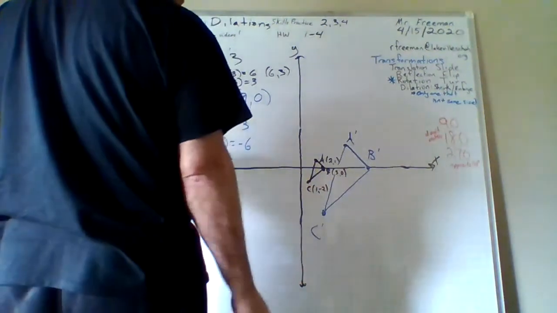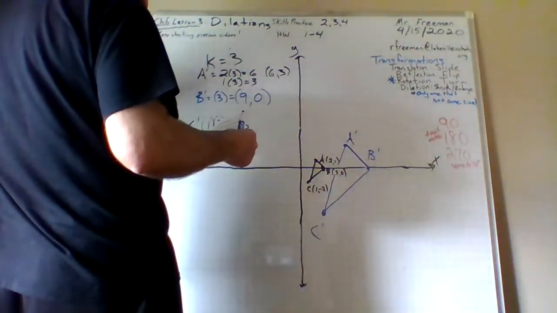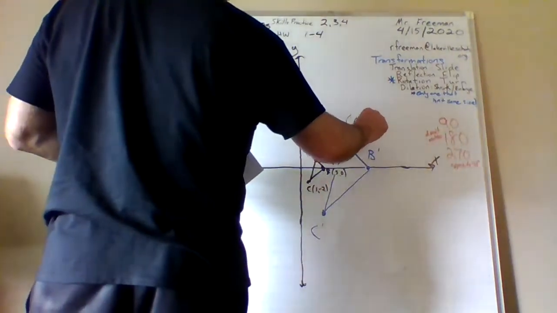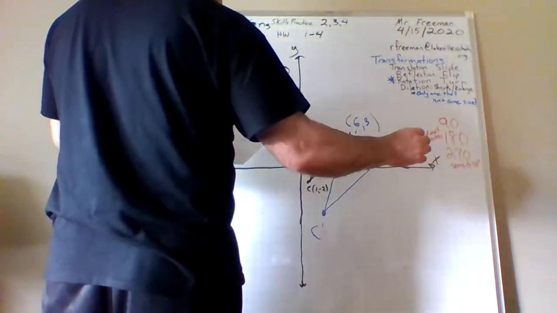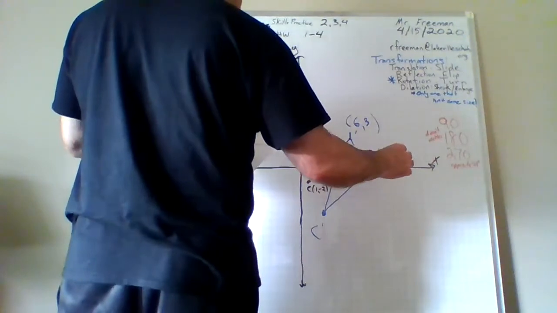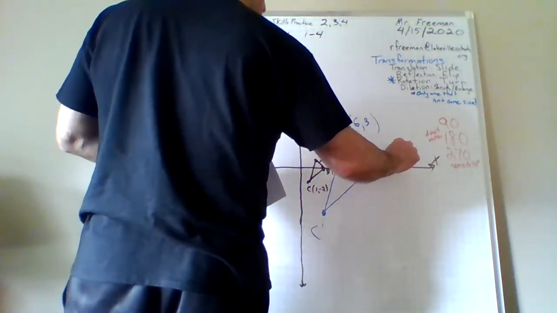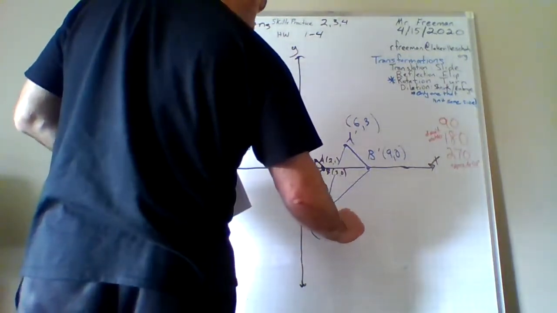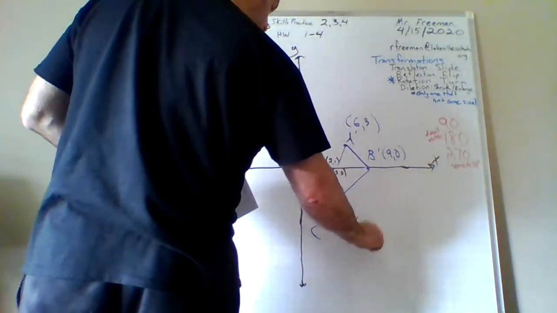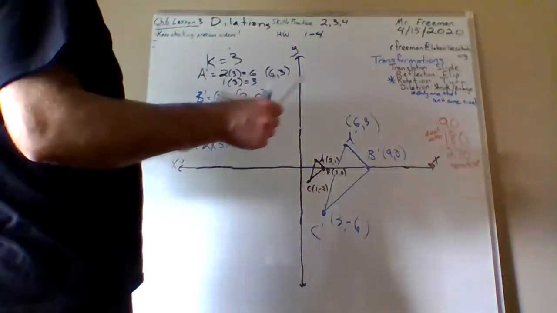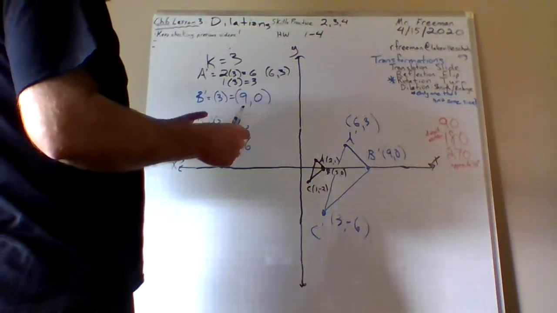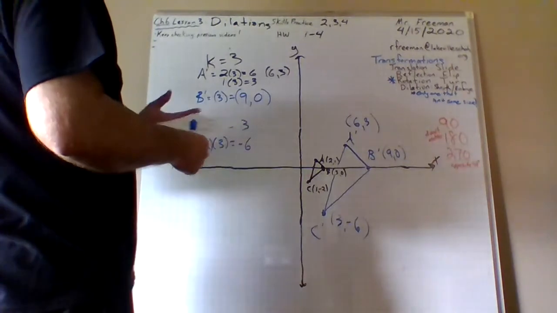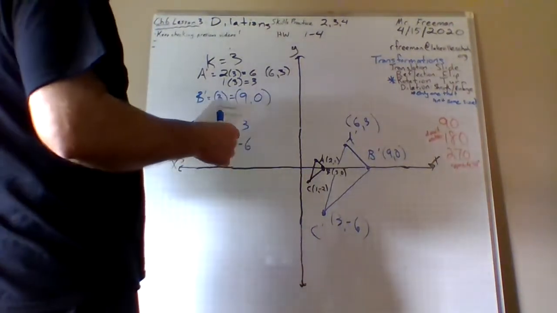That's my new triangle, and it does ask for your new points. For this, A prime would be at 6, 3. B prime is at 9, 0. And C prime is at 3, -6. That's really all you're doing. Even the story problems at the bottom, you just multiply the numbers that they give you by the scale that they gave you, and it's pretty simple to get the answer.